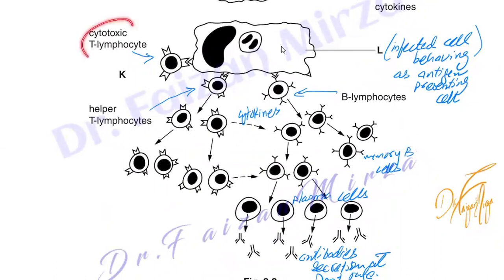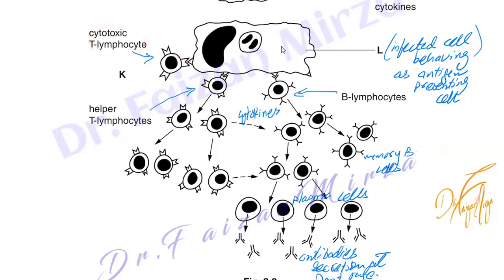So we have the cytotoxic lymphocyte. The cytotoxic lymphocyte has a T cell receptor. This structure here is a T cell receptor. Similarly, this helper T cell also has a T cell receptor. They both will interact with the antigens on the surface of the membrane. So when they interact with the membrane, what will happen?